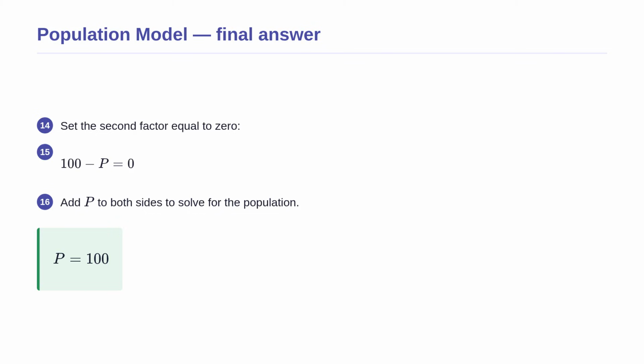To find our next possible solution, we set the second factor equal to 0. This gives us 100 minus p equals 0. This represents a completely different physical scenario, where limited resources perfectly balance the natural reproduction rate. By adding the variable p to both sides, we find our second equilibrium point, p equals 100. This means if the lake has exactly 100 fish, the population will stay at exactly 100 fish forever. The system has reached a perfect sustainable balance.